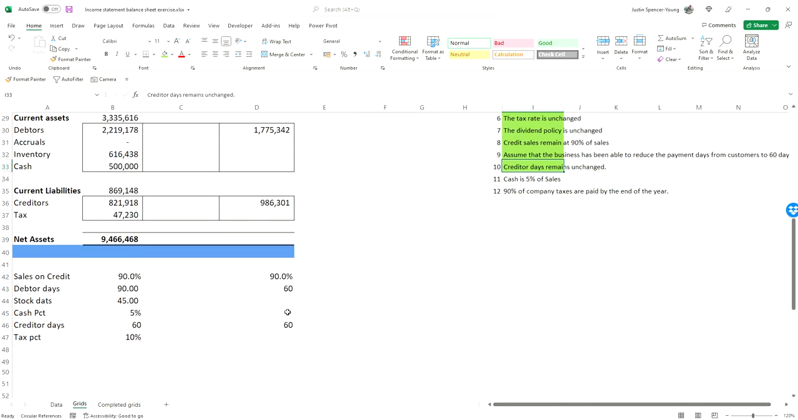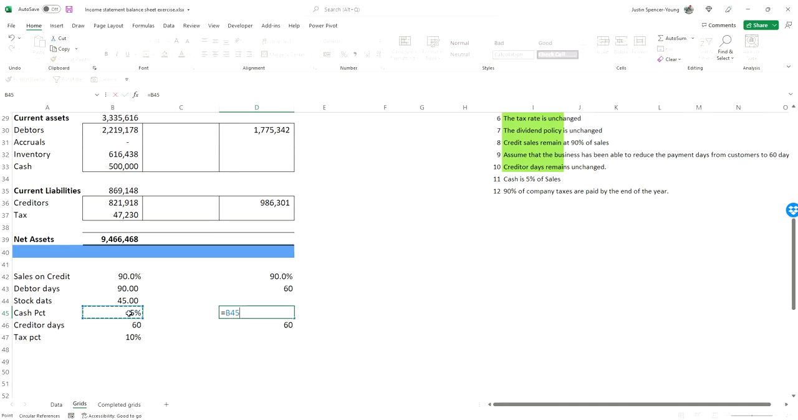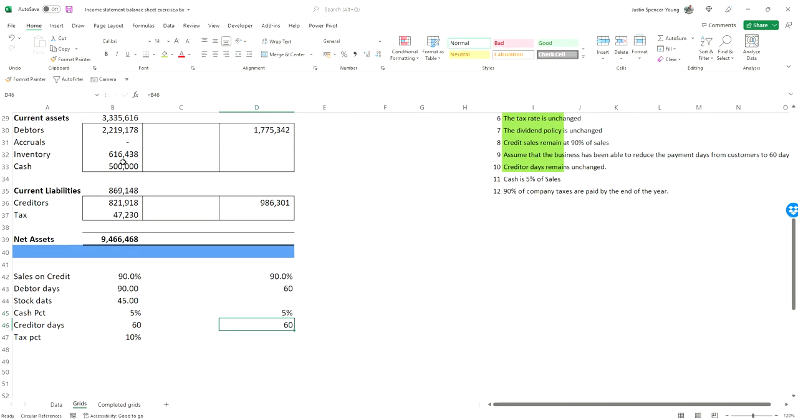What about the cash? That remains at 5%, so we can simply move that across and we can copy that formula and paste it in there. That will work. Higher cash because we've done more sales.